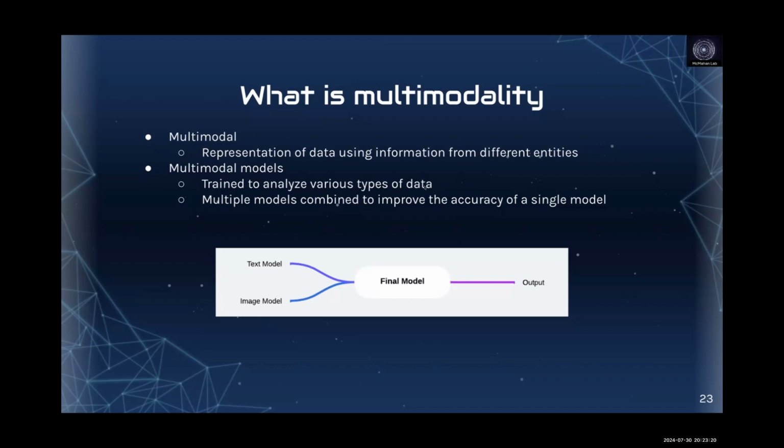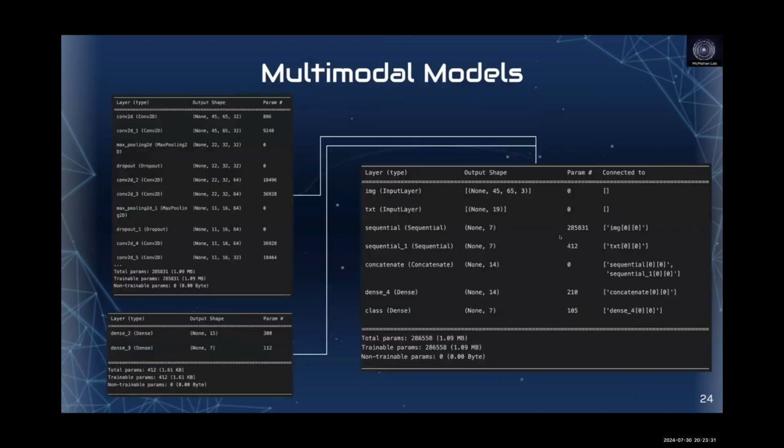What multimodal models try to do is analyze various types of data and combine them to improve the accuracy compared to just using one type of data. So this is one of the architectures we used. In the top left, you can see our conv2D, and then we used max pooling layers. Max pooling just takes the max value of a pixel out of a grid of 4 and does that across the whole feature map.